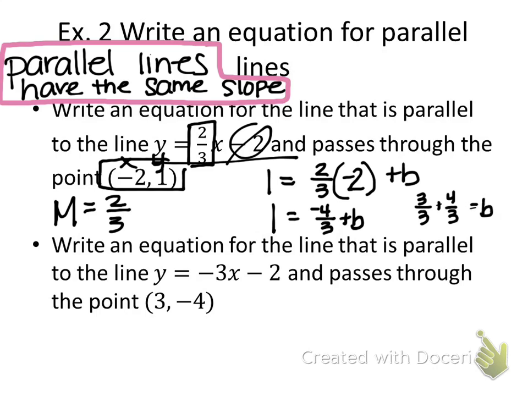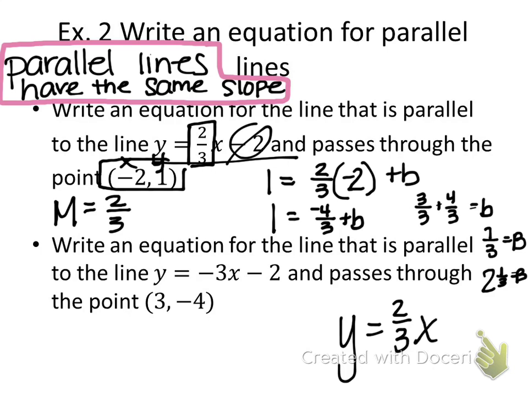So I'm going to get 7/3 equals b. And you can change that to a mixed number if you'd like. So we could change that to 2 1/3. And I write it as an equation. I know my slope was 2/3, so y equals 2/3 x plus 2 1/3. So that's what I would do.